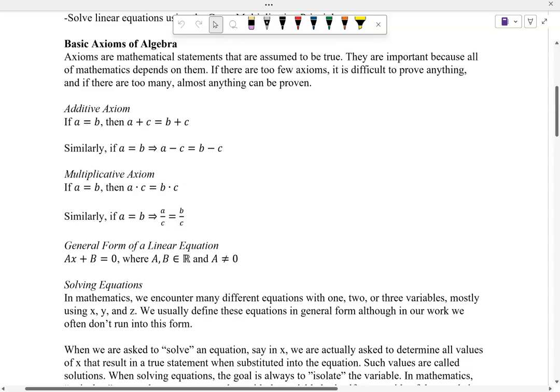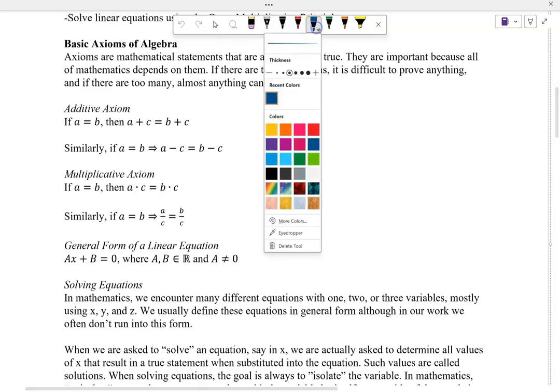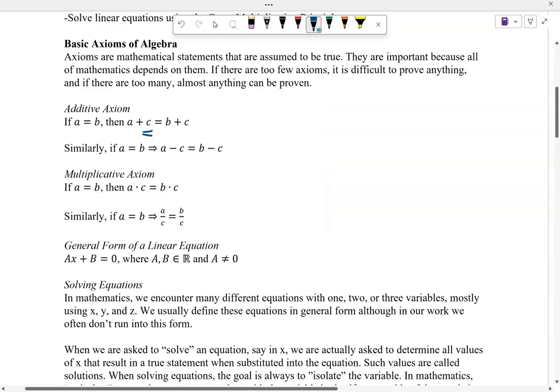So the additive axiom just says if I add one thing to one side, I got to add the same thing to the other side to keep them equal, right? Same thing for subtraction. If I subtract 2 from one side of the equation, I got to subtract 2 from the other side of the equation, right? So that's the addition or additive axiom.